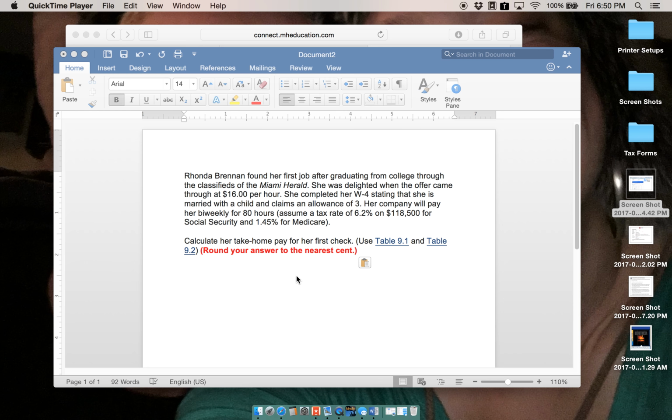It says Rhonda Brennan found her first job after graduating from college through the classifieds of the Miami Herald. She was delighted when the offer came through at $16 per hour. She completed her W-4 stating that she is married with a child and claims an allowance of 3. Her company will pay her bi-weekly for 80 hours. Assume a tax rate of 6.2% on $118,500 for Social Security and 1.45% for Medicare. Calculate her take-home pay for her first check.